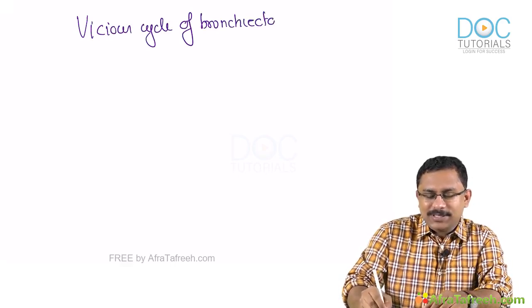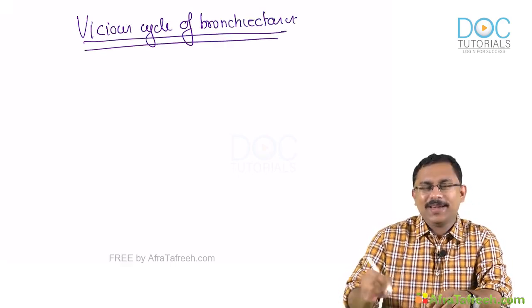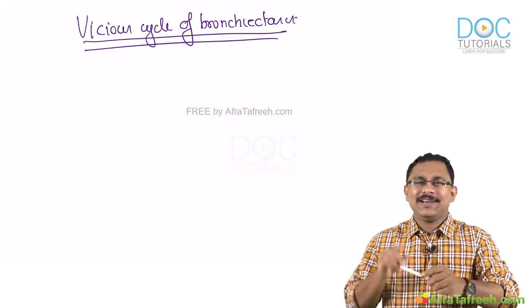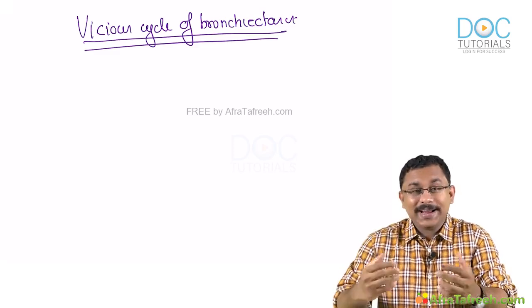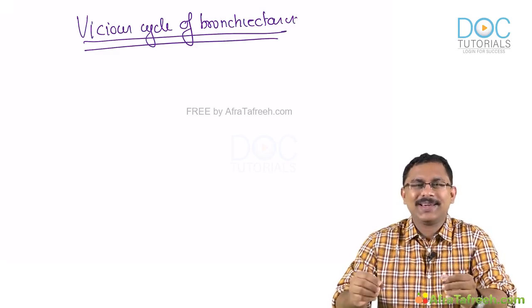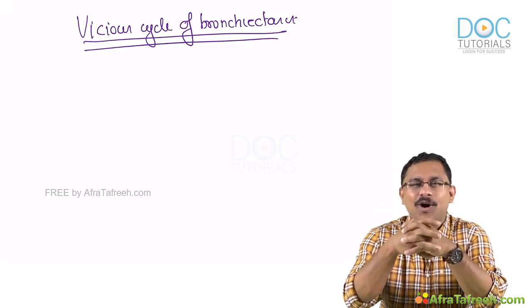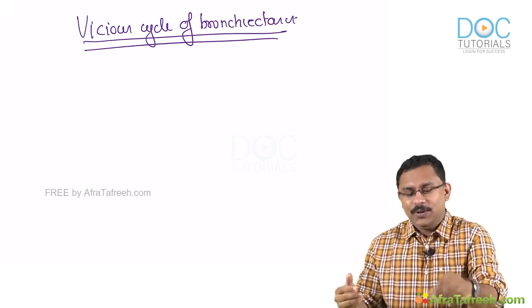So what is this vicious cycle of bronchiectasis? Okay, because I have shown you a whole list of etiologies in the bronchiectasis group. So I am trying to tell you how this happens, how this irreversible dilatation and thickening of the bronchial wall happens. That is what I am trying to tell you.